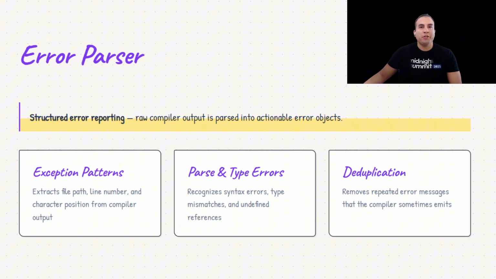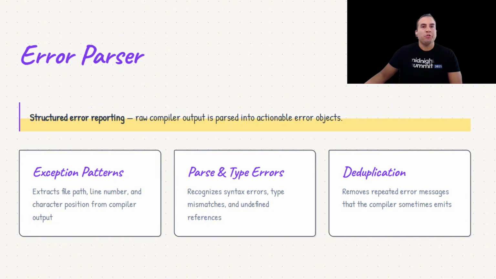The error parser is one of the most important pieces. The raw output from compactc is meant for terminal display. It's got ANSI colors, multi-line stack traces, all that. Not great for programmatic consumption. So the parser structures error objects. Each error gets a file path, a line number, a character position, and a descriptive message. It recognizes syntax errors, type mismatches, undefined references, all the common patterns.